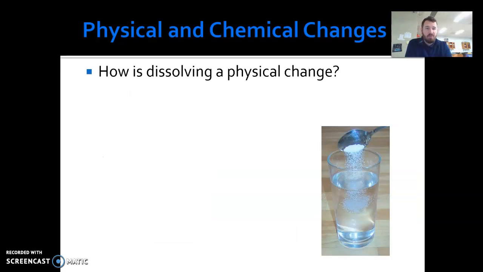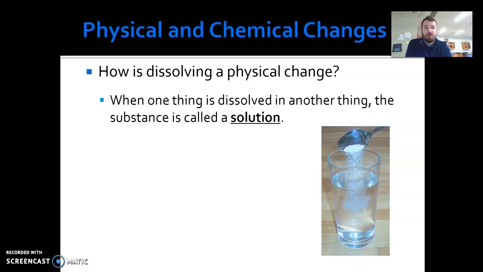Alright, so we're going to talk a little bit more about dissolving. When one thing is dissolved in another thing, we call this substance a solution. This should sound familiar to you. I think we talked about this with our mixtures unit. A solution consists of two parts, and again, this should not be new to you.